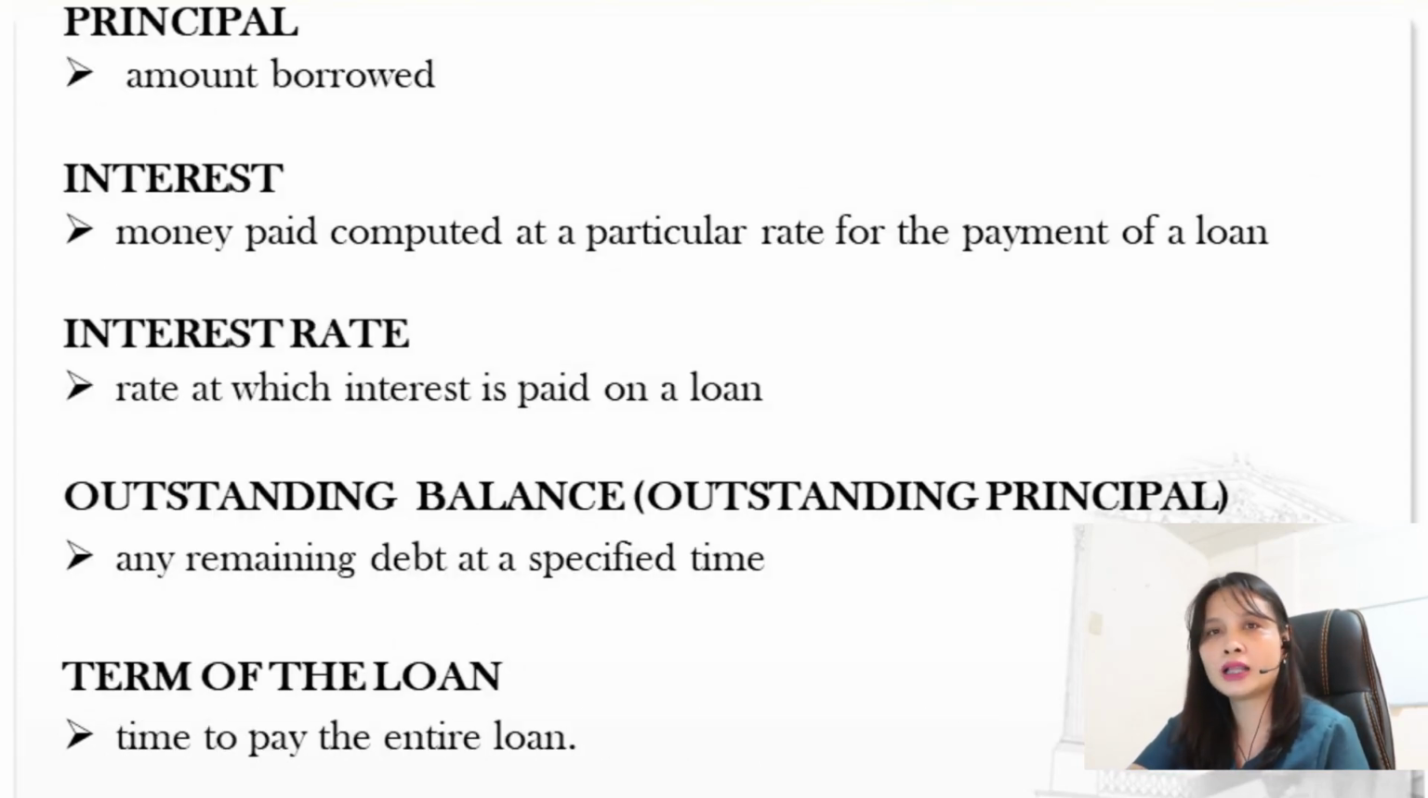Okay? Principal, amount borrowed. Interest, money paid computed at a particular rate for the payment of a loan. Interest rate, rate at which interest is paid on a loan. Outstanding balance, any remaining debt at a specified time. And then term of the loan, time to pay the entire loan.